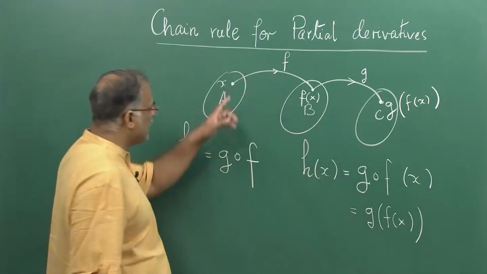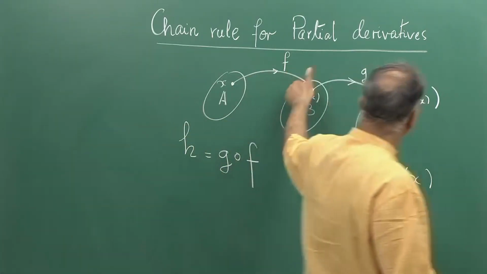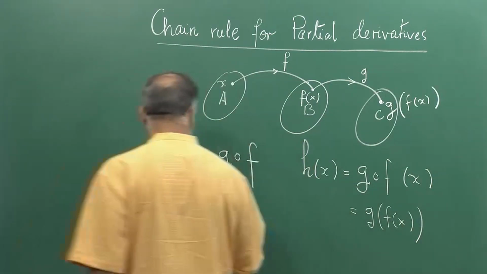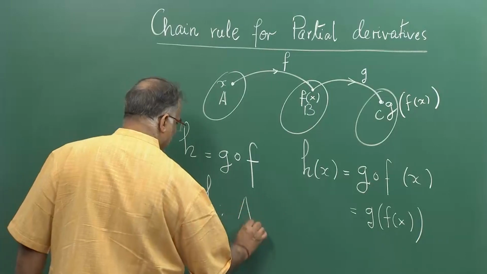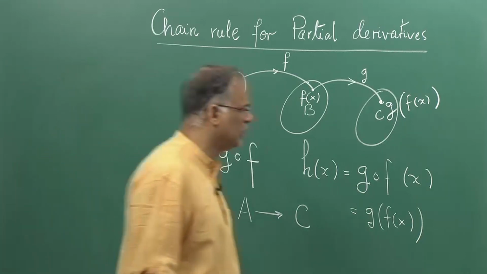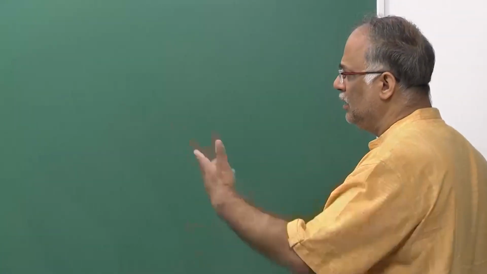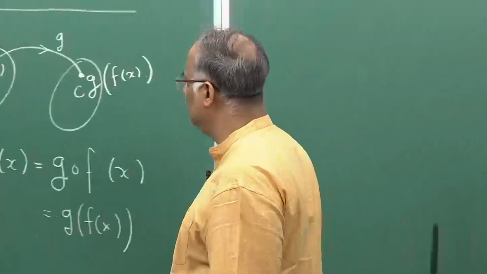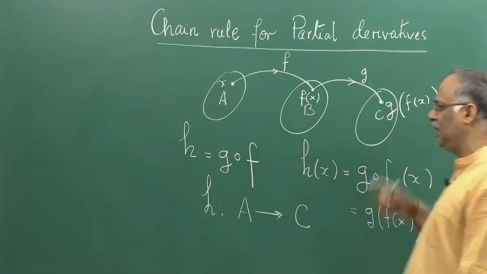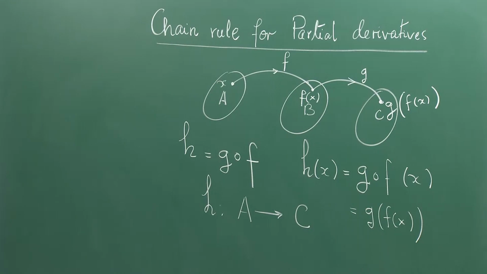So if f is carrying an element from A to B and g is carrying an element from B to C, then h, which is g composed f, is carrying an element from A to C. Now suppose these are sets in the real line, this could be a closed interval or open interval. Then we will be talking about functions on the real line, composition of functions on the real line.